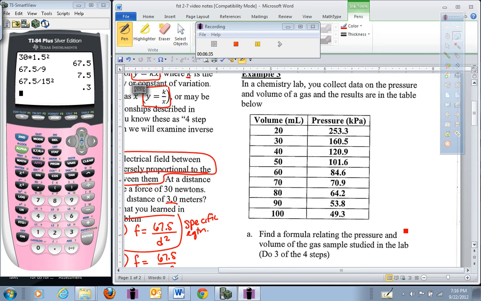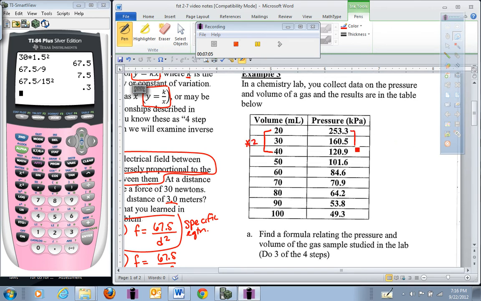It wants us to find a formula relating the pressure and the volume of the gas sample that's studied in the lab. In other words, do 3 of the 4 steps. We want to come up with the specific equation for this. Now what you might remember from doing this last year is you would come down here and find a pair and examine this relationship. So to get from 20 to 40, you would multiply by 2.